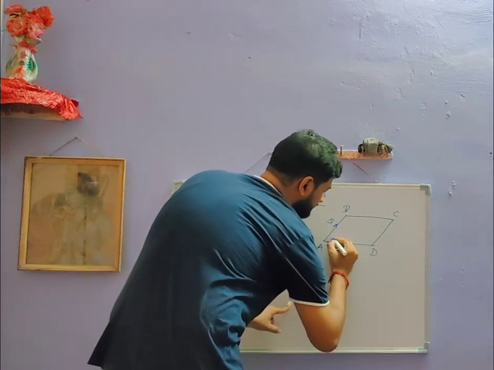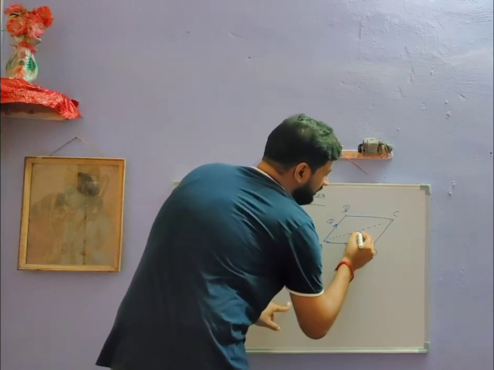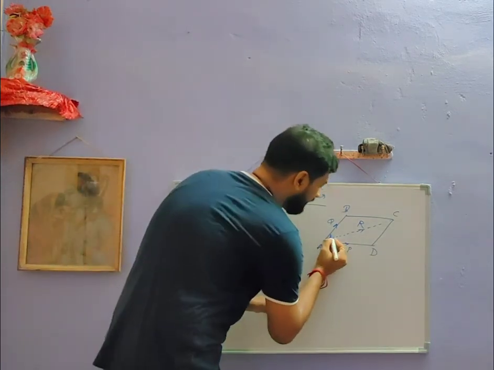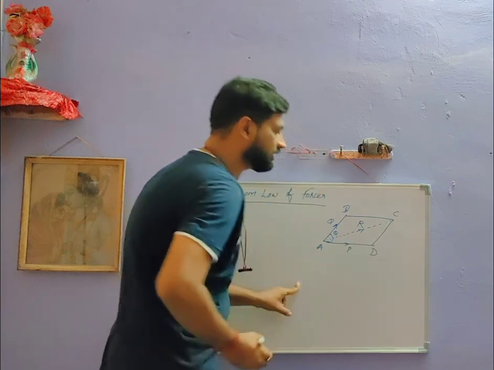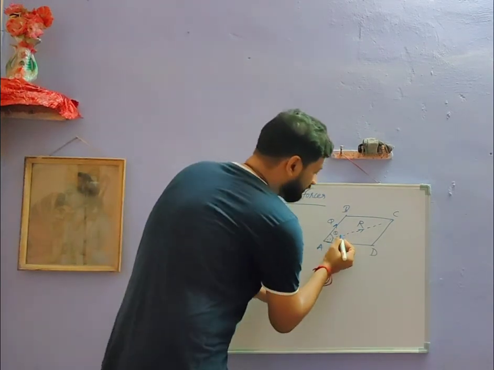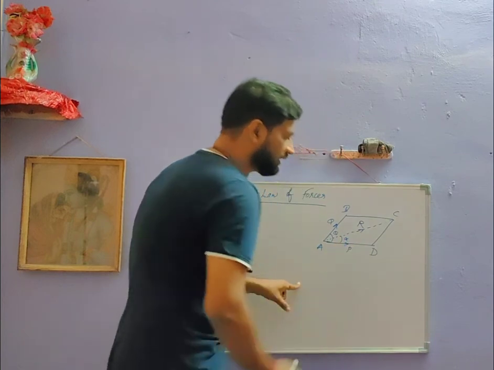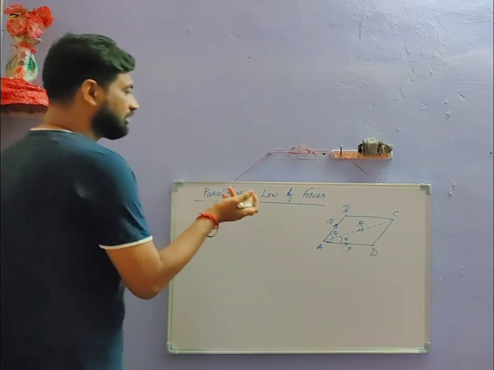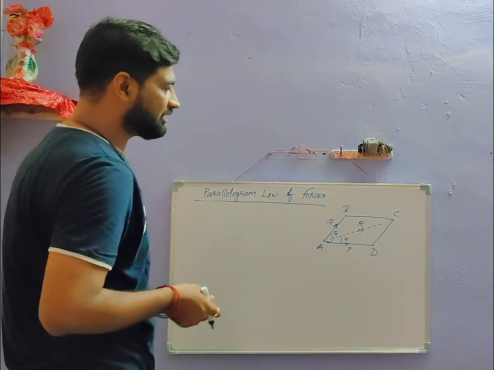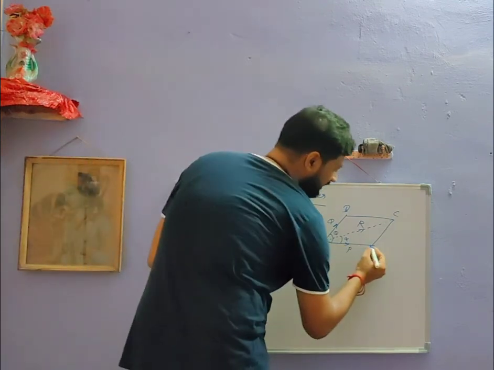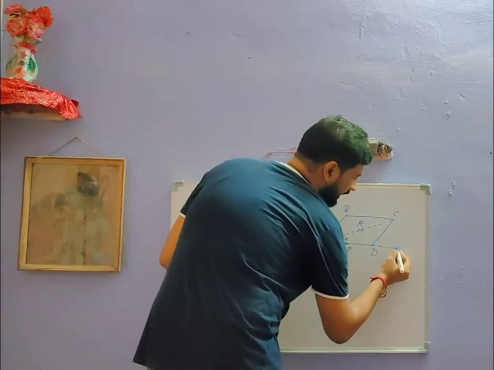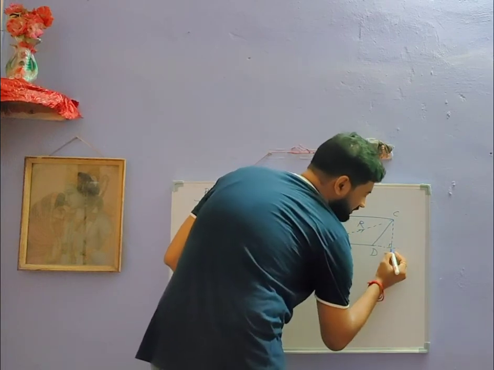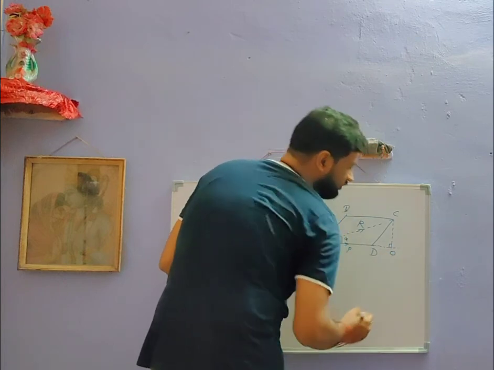That means this line, and it is represented by capital R. Suppose the angle between P and Q is theta degrees, and the angle between R and P is alpha. Now let's derive the magnitude and direction for resultant R. So let's extend the line AD and draw a perpendicular from C. This point is represented by O.